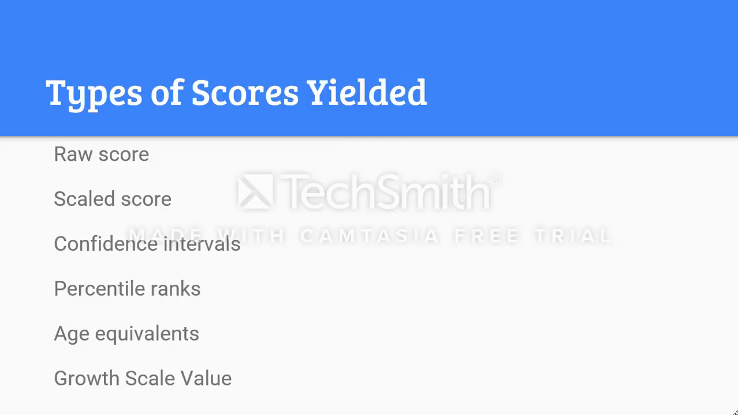Some of these subtests yield raw scores, which are just the number of errors made, and scaled scores that are used to compare with the normative sample. 10 is the standard, and 8 to 12 is still within normal limits. They also have confidence intervals, percentile ranks, age equivalents, and there is a growth scale value that can be used if the test has been administered to the child before to assess their progress.